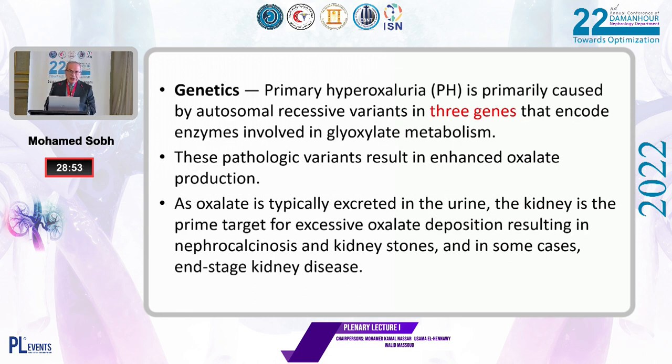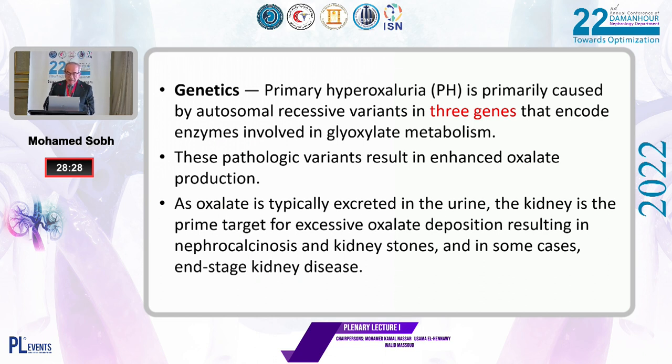If we come to genetics, it is complex. I'm going to try to keep it as simple as I can. We know that primary hyperoxaluria is primarily caused by autosomal recessive variants in three genes for the three types of primary hyperoxaluria that encode enzymes involved in glyoxylate metabolism.